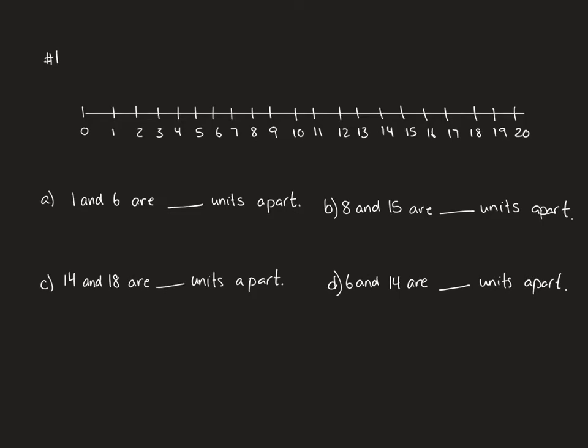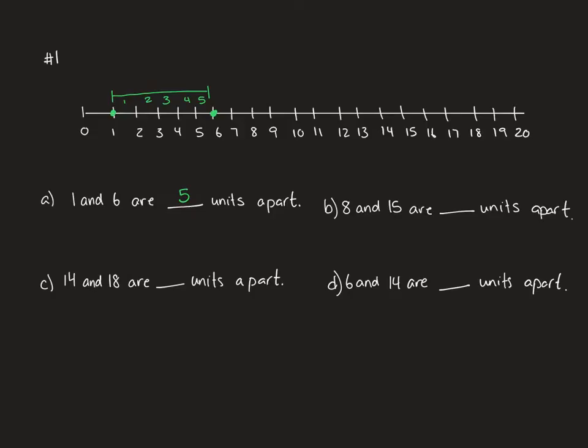So this will be a slightly different order. So we would find 1 and we would find 6. So it's not that we're finding 1 and moving 6 places, but we're finding 1, finding 6, and then seeing how many spaces are between. So we have 1, 2, 3, 4, 5 spaces, which means they are 5 units apart.